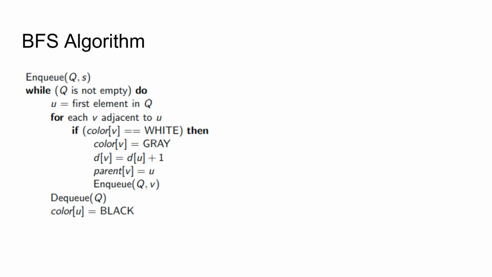Here's the pseudocode for our BFS algorithm. We will begin by enqueuing our start vertex. Since the queue holds all discovered vertices, we will keep repeating until there are no more discovered vertices left. So, while there are still vertices in the queue, grab the next element in the queue and find all of its undiscovered neighbors.